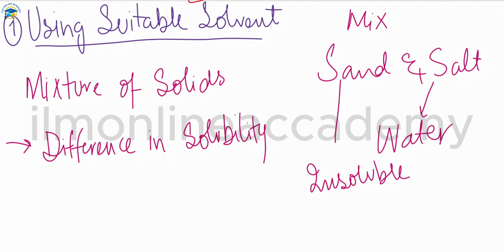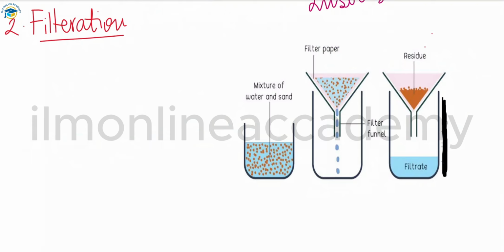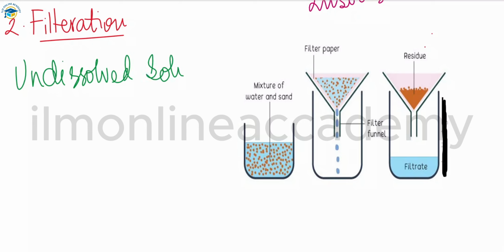The next technique is filtration. This is the second one. This technique is used to separate undissolved solid, that is, an insoluble solid present in a mixture of a solid and a liquid. For example, you have to separate sand from water. A filter paper is placed, this one is the filter paper, as you can see here.